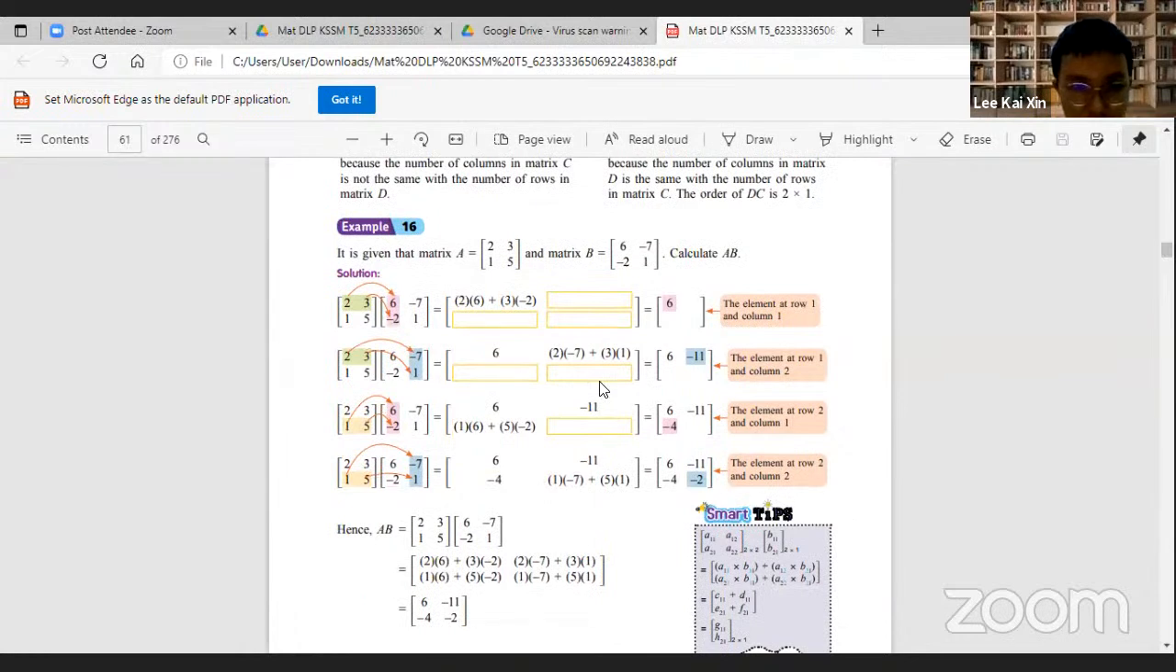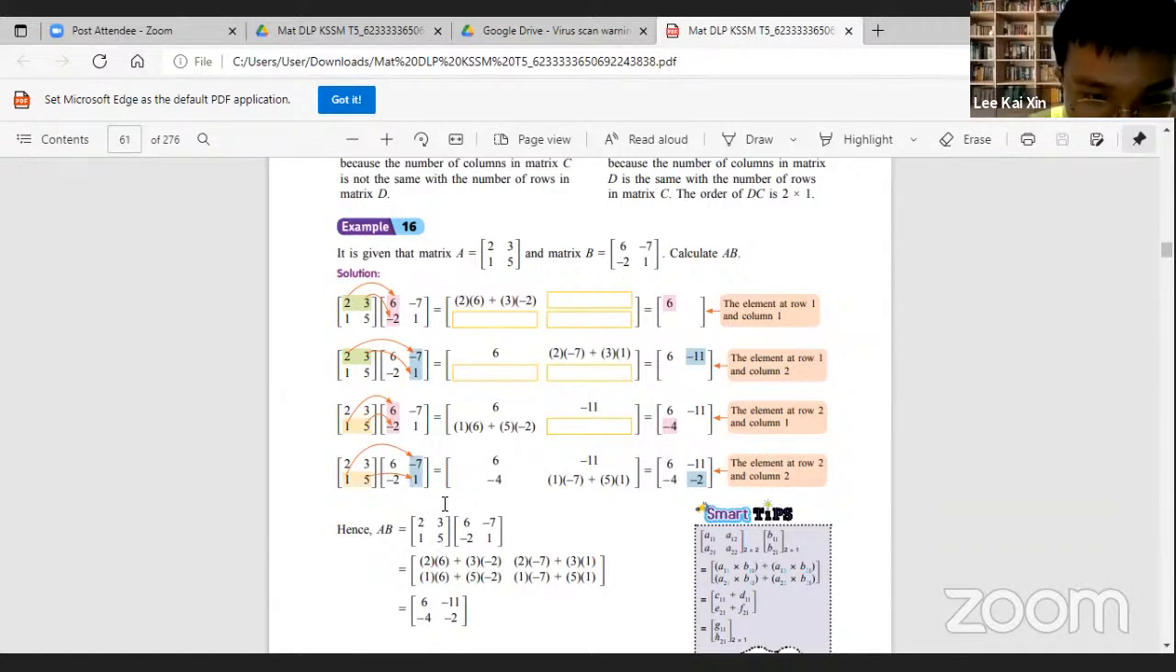So they ask us to calculate AB. Okay, so how do we calculate AB? We know that both are 2 times 2 matrices, so when it comes out, it should be a 2 times 2 matrix also.